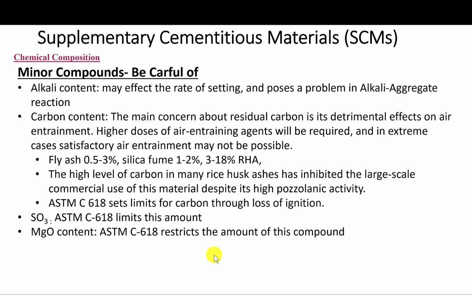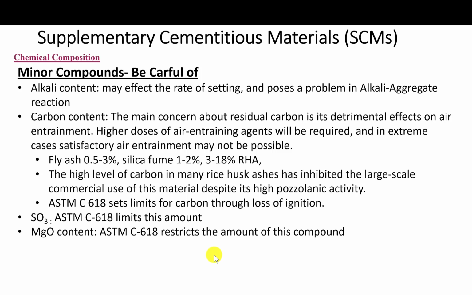So in this case, how do we determine the carbon limits? ASTM C618 sets limits for carbon, which is estimated from the loss on ignition. And there are optional limits on the amount of alkalis. This is left up to the engineer, as a performance-based specification, to make sure higher alkali is not harmful to your concrete mix.